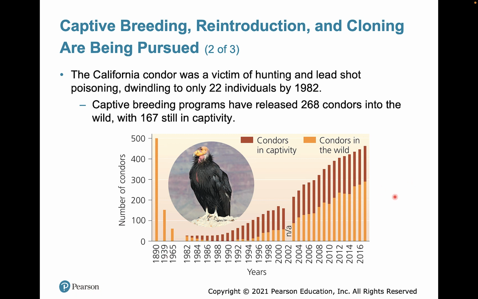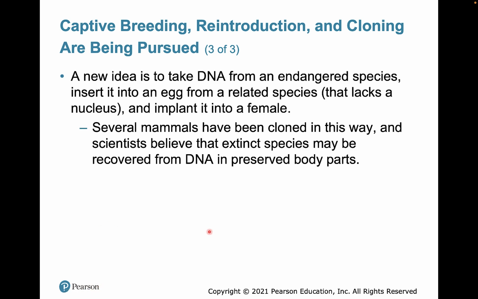The California condor is one of those success stories of captive breeding. I really clearly remember this in school. There were only 22 California condors in the wild. They captively bred them and have released almost 270 into the wild. So the population has gone up quite incredibly as a result of captive breeding.